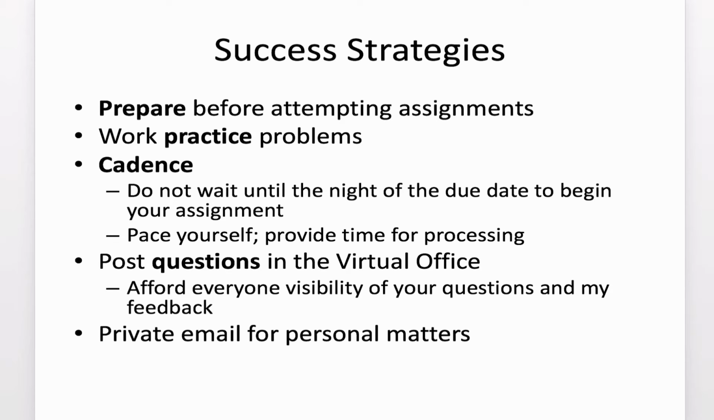So here are some success strategies. Prepare before attempting the assignments. That means you need to do your due diligence in reading the textbook readings. You may need to go out on the internet and shore up some of your misunderstandings of concepts or procedures. You may need to work some practice problems. And then about the cadence: this is not a course where you wait until the day the assignment is due to do all of your reading and do all the homework.